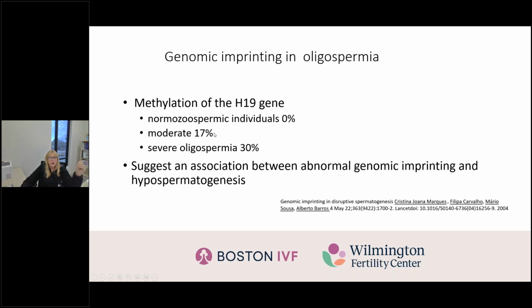If they had moderate oligospermia, it was higher, and if they had severe oligospermia, it was even higher. So it suggested that the abnormalities of genomic imprinting were related to the lower numbers of sperm.